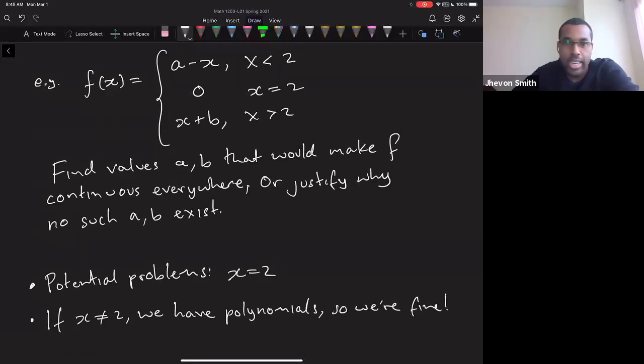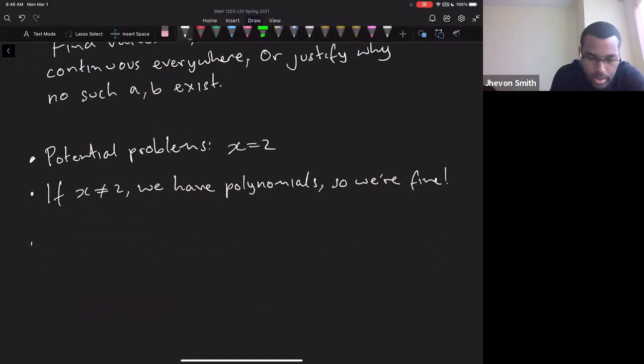So of course, x equals 2 is an issue because the definition of the function changes around there. But now when I look at the function itself, if I look at each line, the first one is a minus x, the second one is 0, the next one is x plus b. These are all polynomials. They work everywhere. So really, as long as I'm not at 2, everything is actually fine. So now really focusing on 2 is going to be the issue. So at x equals 2.